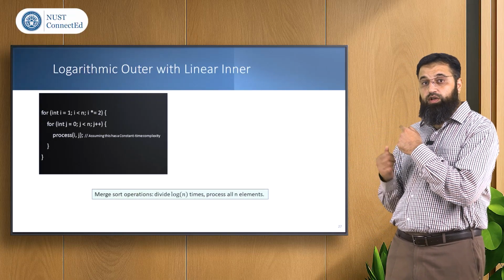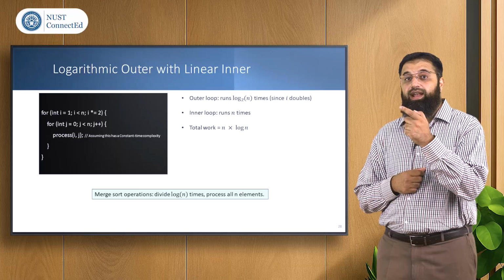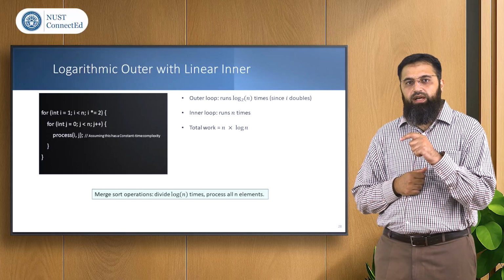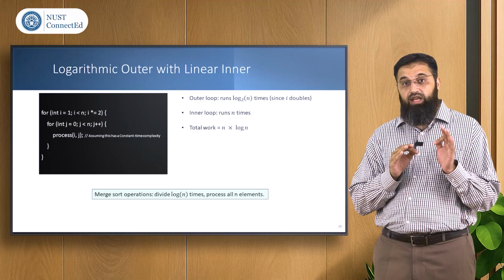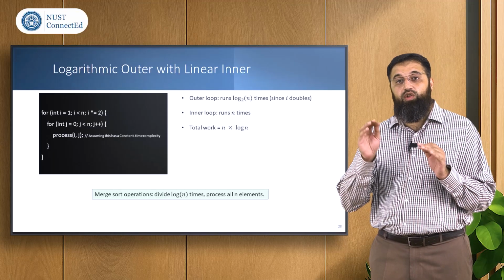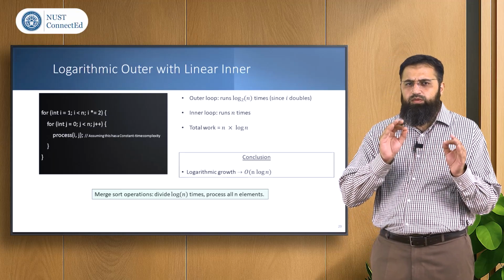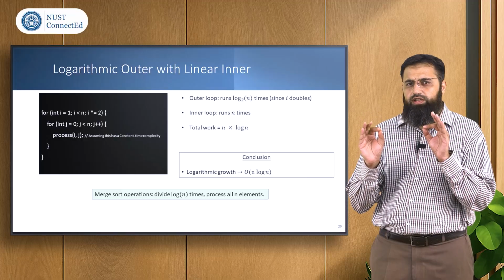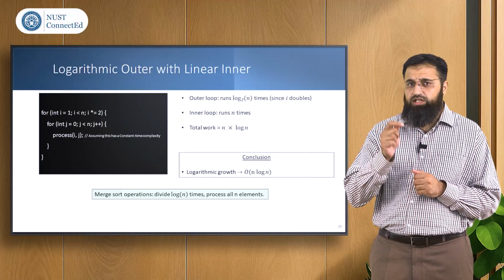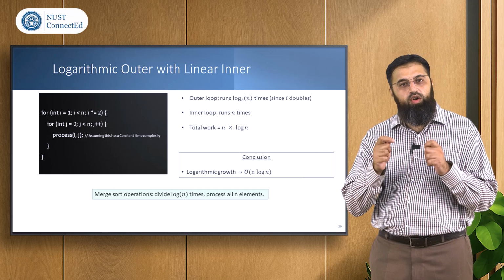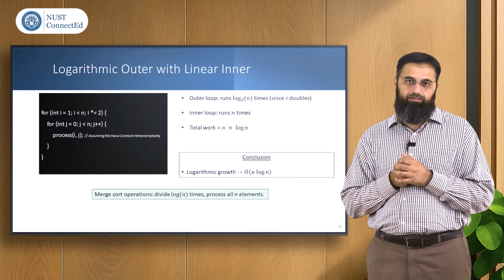Now we have an outer loop that runs log n times and an inner loop that runs n times. So total complexity is n cross log n. This is the sweet spot for efficient algorithms like merge sort or heap sort. It is faster than quadratic, but more powerful than linear.